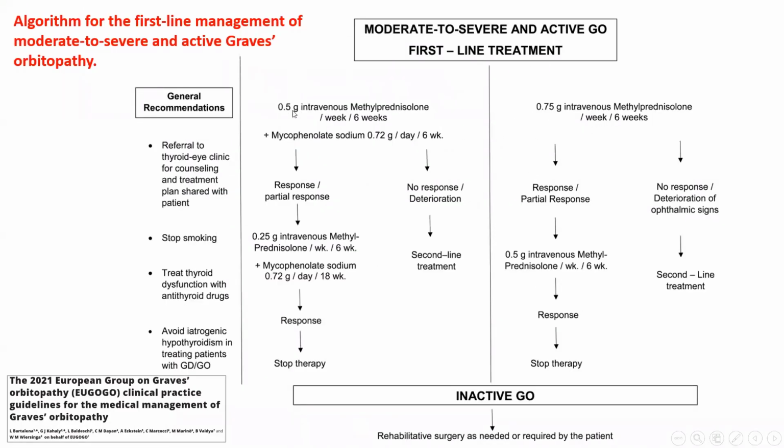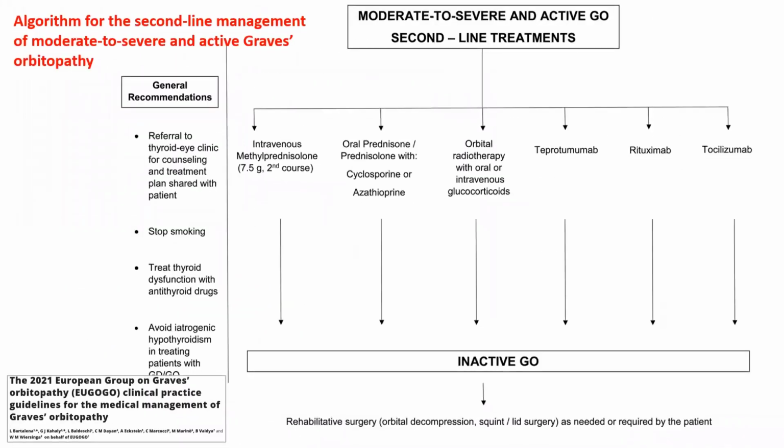So, another first line treatment is to start with a high dose intravenous methylprednisolone, 0.75 gram per week for 6 weeks. If there is a partial response, we can give another lower dose of intravenous glucocorticoid. If no response, we should go to the second line treatment. But if there is inactive Graves' orbitopathy, we should go to immediate rehabilitative surgery. The second line treatment for moderate to severe Graves' orbitopathy, as I mentioned previously, is high dose intravenous methylprednisolone, oral prednisolone with cyclosporine or azathioprine, orbital radiotherapy with oral or intravenous glucocorticoid, teprotumumab, rituximab, and so on.